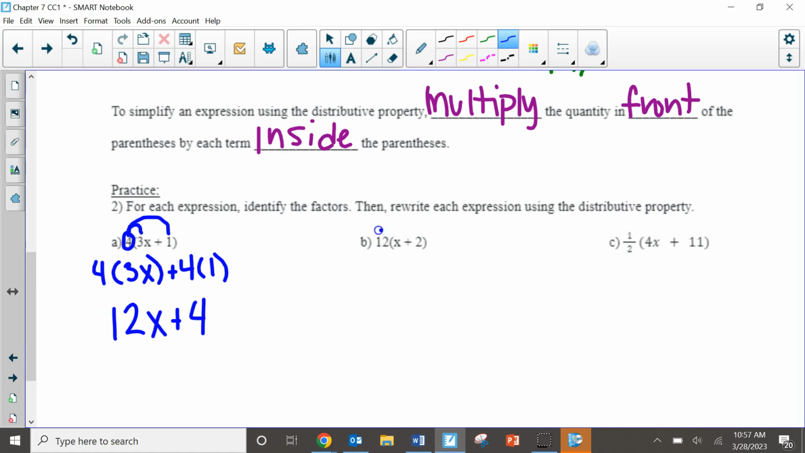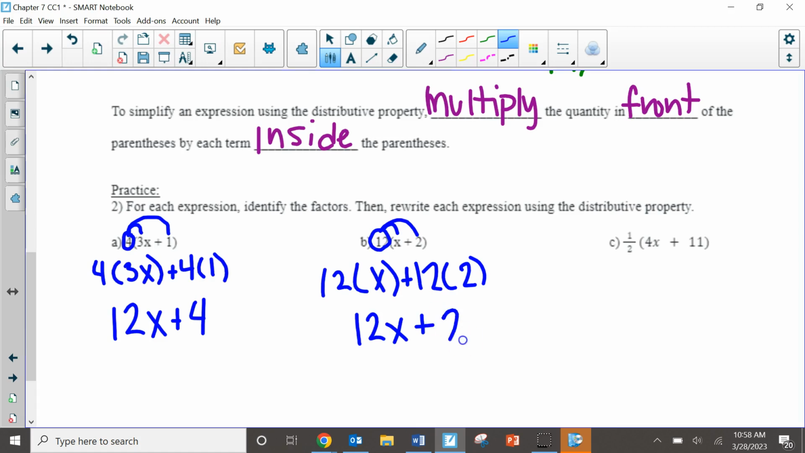Okay, so we're going to take our 12 and distribute it to all the parts. So 12 times x plus 12 times 2. 12 times x is just 12x, plus 12 times 2 is 24. I cannot combine that any further because one of my terms has an x and one doesn't, so they are not common terms.